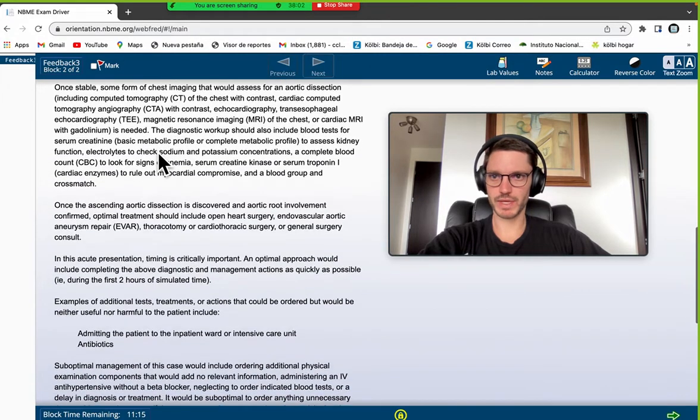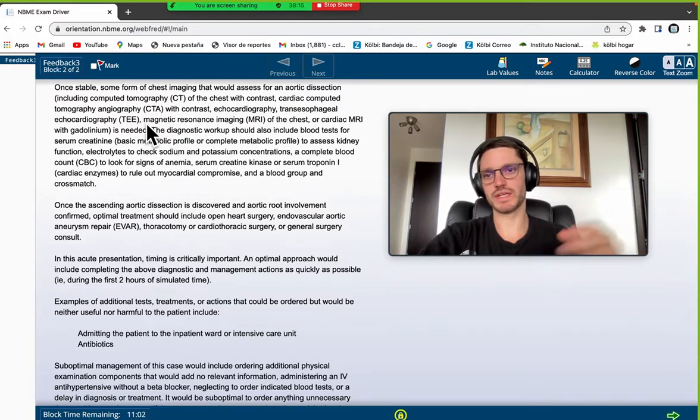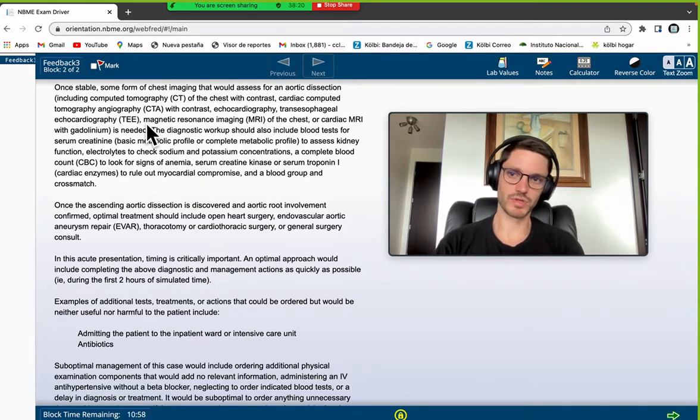Once stable, some form of chest imaging that would assess for an aortic dissection, CT of the chest, or transesophageal echo. So in general, when the patient is unstable, you go for transesophageal echo. If the patient is stable, you go for the CT. I didn't go for the CT because this patient is basically unstable.